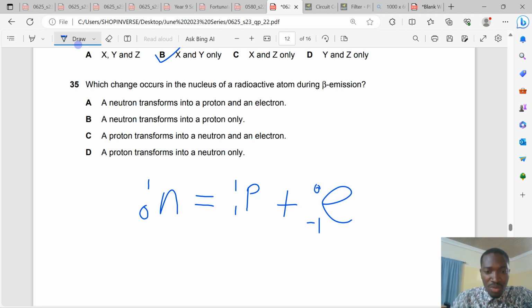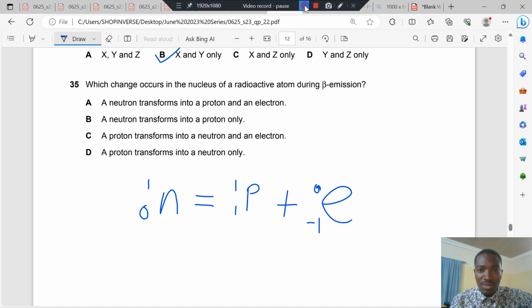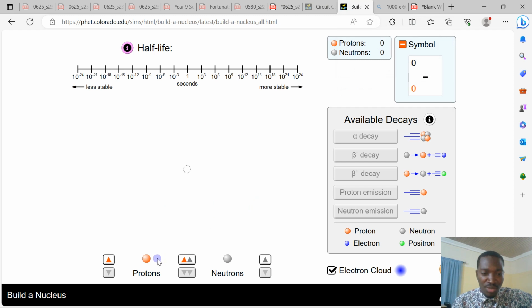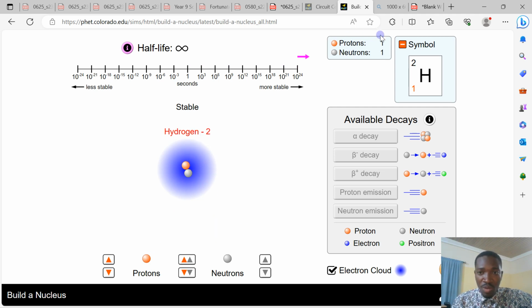So this is what happens during beta decay, when an element emits a beta particle. A neutron will be converted to a proton and an electron. This process can also be illustrated using our PhET interactive simulation. Let me introduce a proton and neutron. So this is hydrogen-2, a deuterium atom, number of protons 1, number of neutrons 1. What if it is tritium?